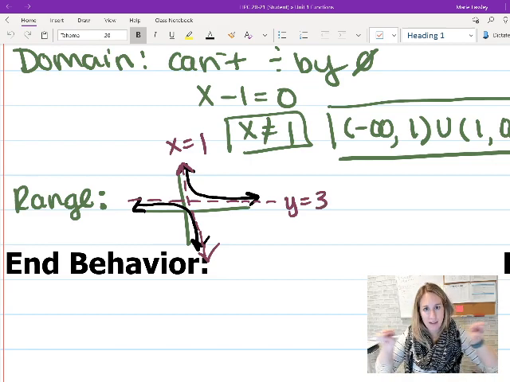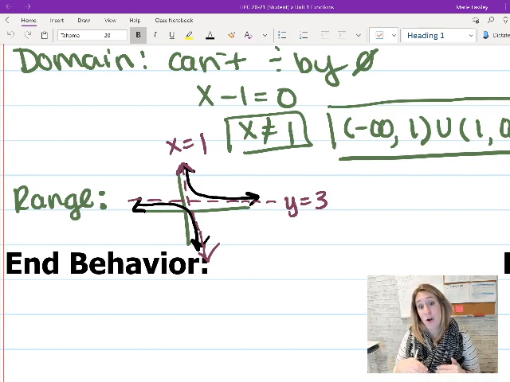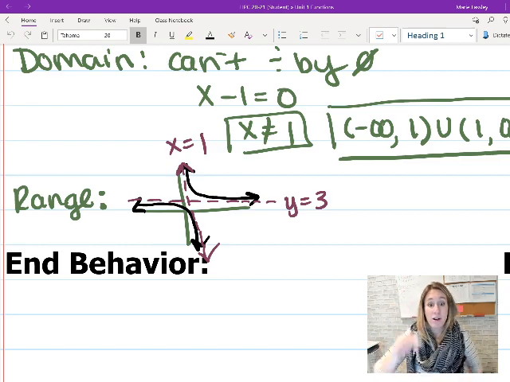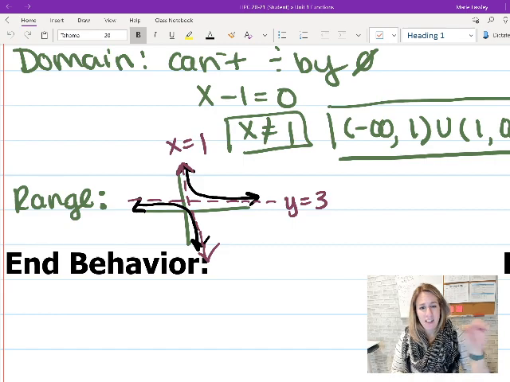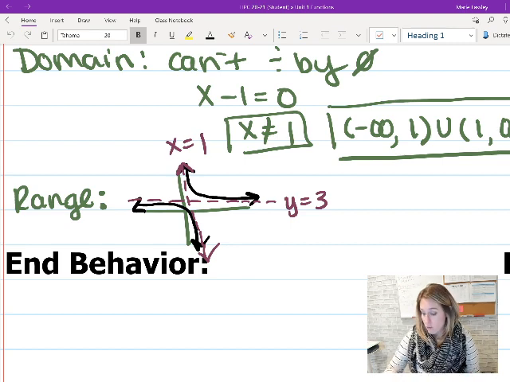So that line right there that our graph is not going to cross, that horizontal one, is at y equals 3. So we're excluding that value from our range. Everything else is fine, right? You can see that one side goes up forever, the other side goes down forever. It's just that middle piece right there where it looks like we're skipping over it. And so we would say y cannot equal 3, based on the graph.